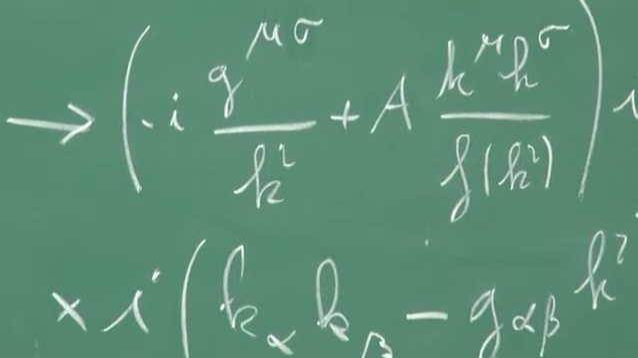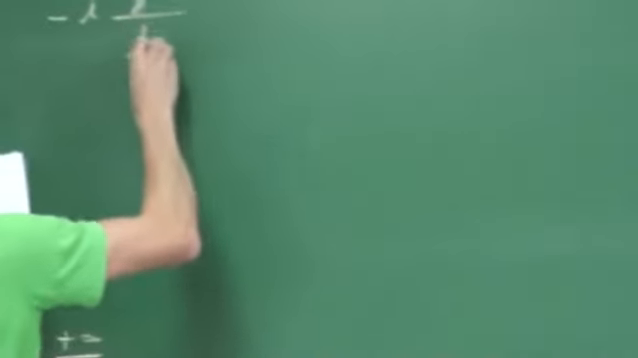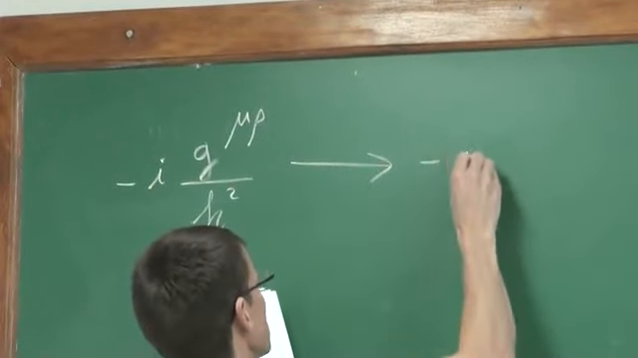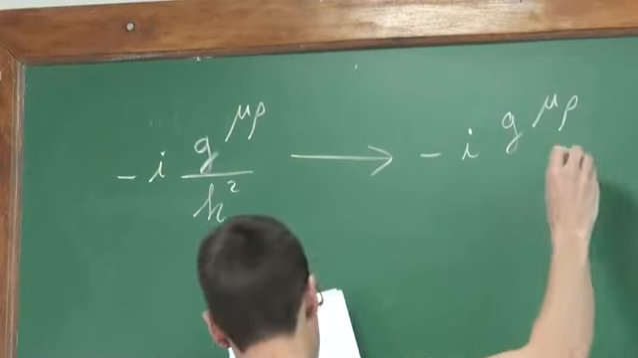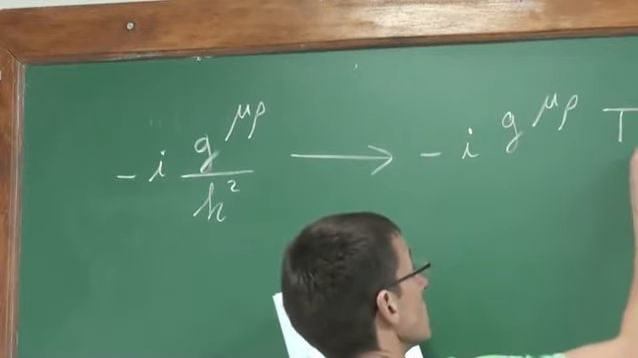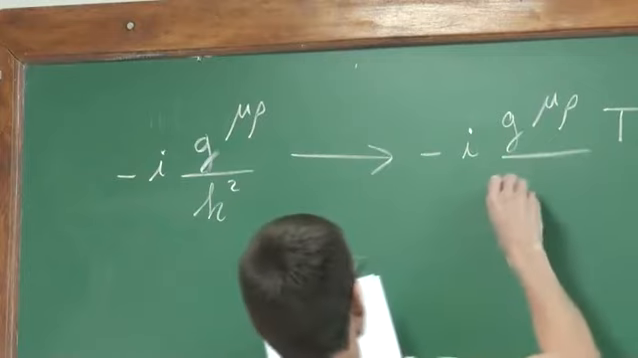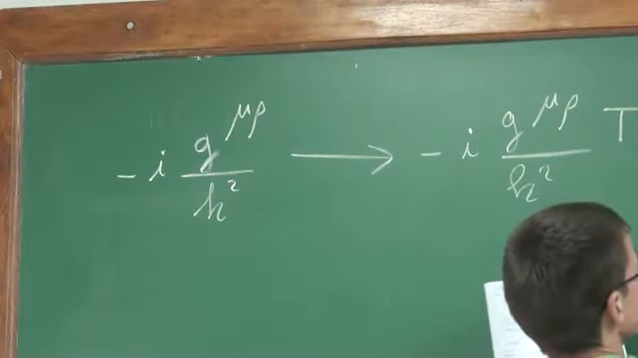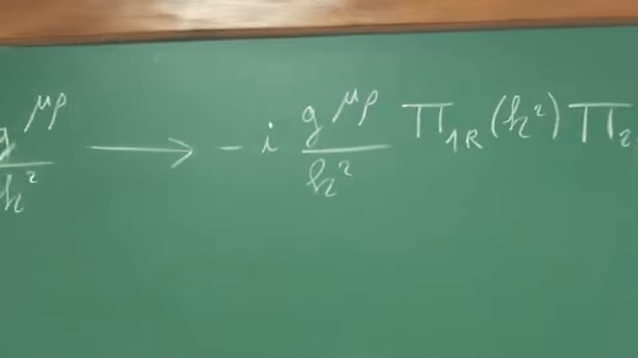1 minus j mu rho divided by k squared becomes minus j mu rho, pi 1 normalized k squared divided by k squared, pi 2 normalized by k squared. Okay, so it's very simple.